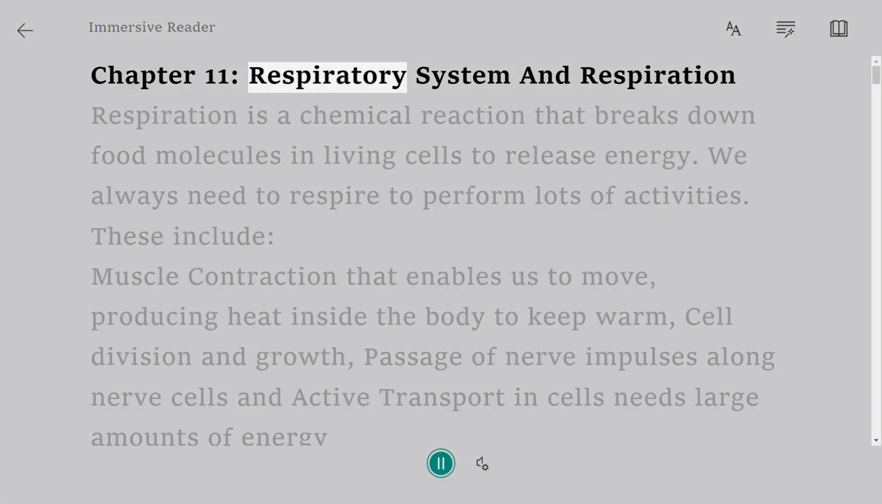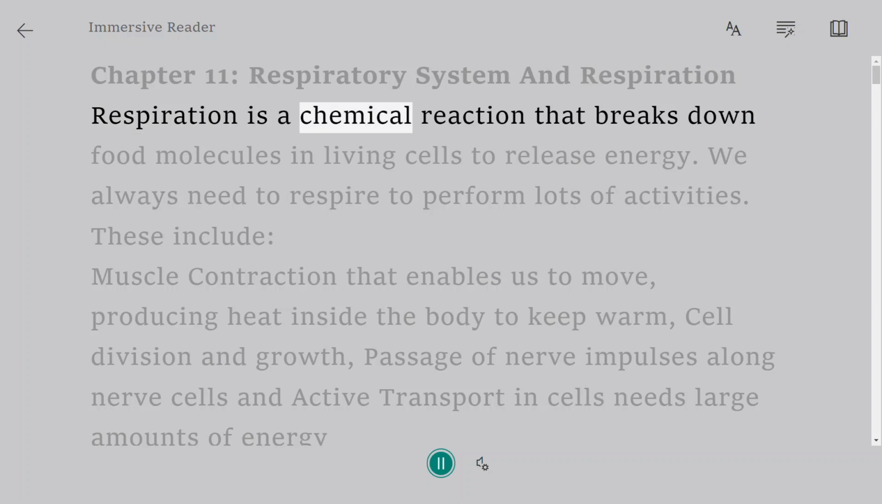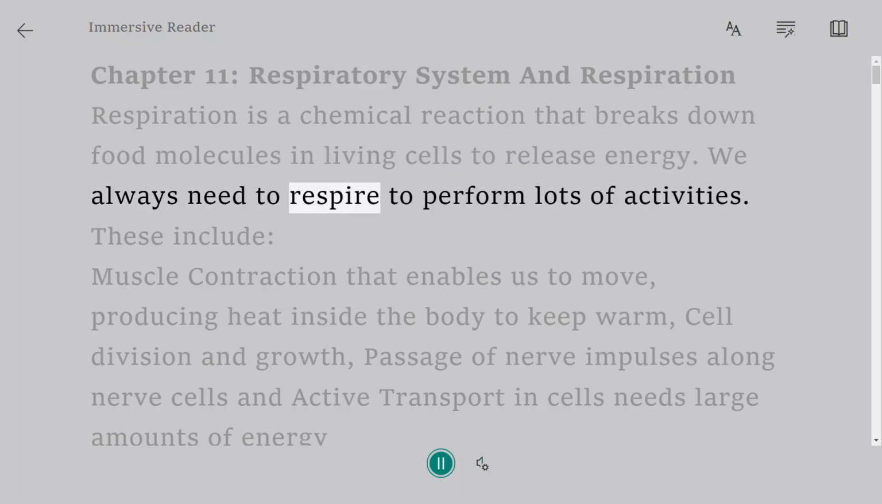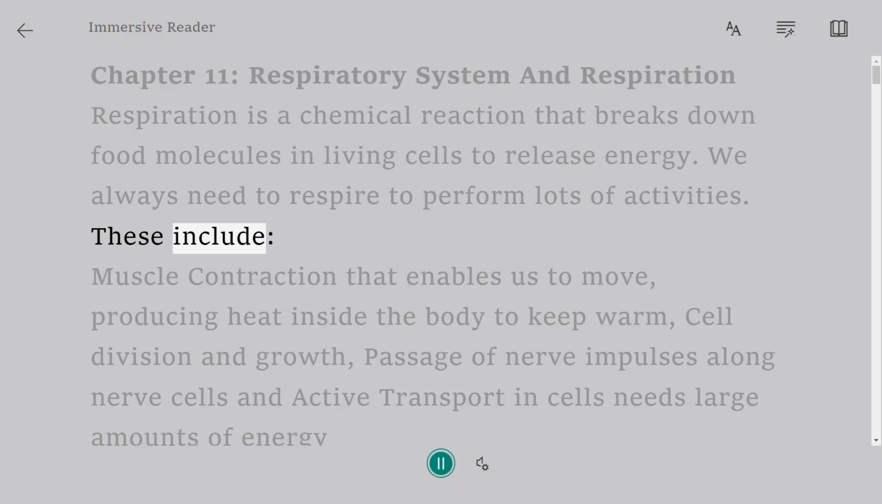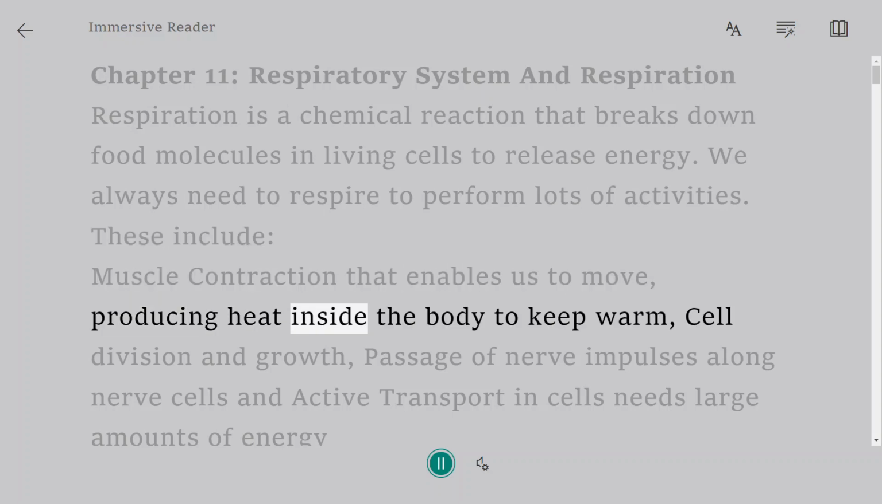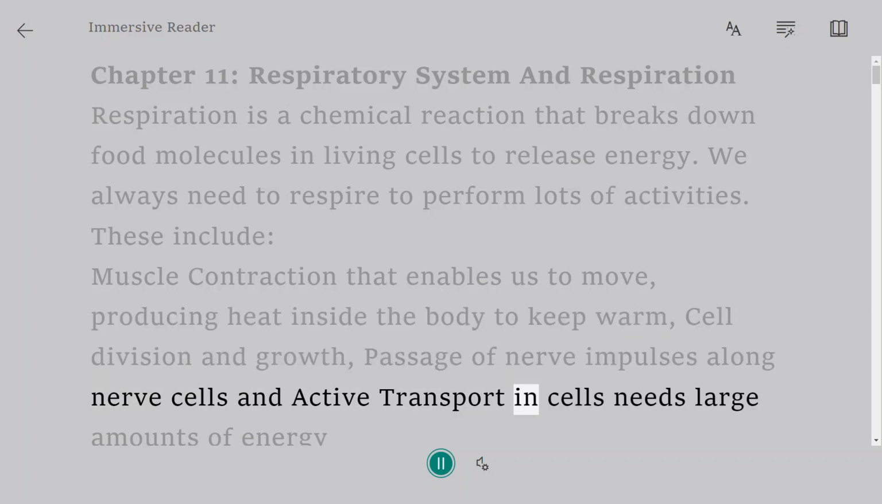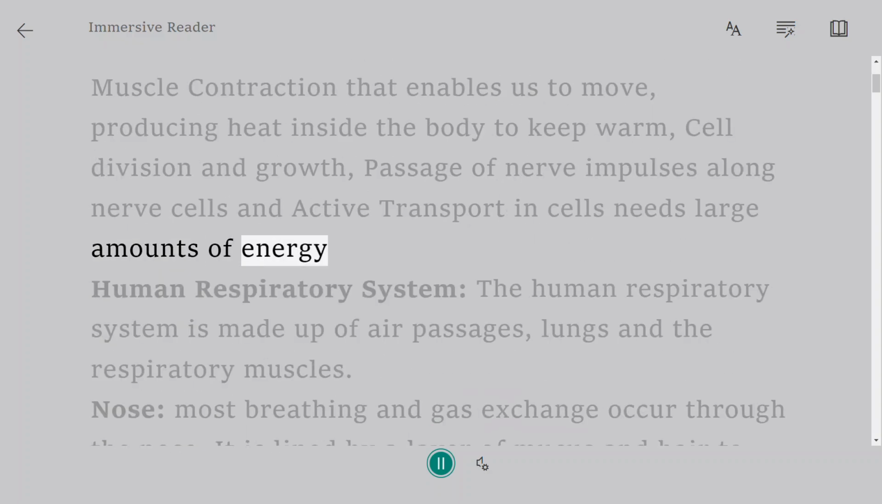Chapter 11, Respiratory System and Respiration. Respiration is a chemical reaction that breaks down food molecules in living cells to release energy. We always need to respire to perform lots of activities. These include muscle contraction that enables us to move, producing heat inside the body to keep warm, cell division and growth, passage of nerve impulses along nerve cells, and active transport in cells, which need large amounts of energy.